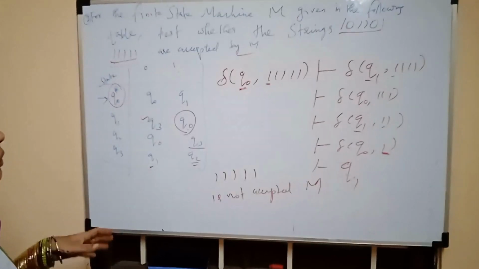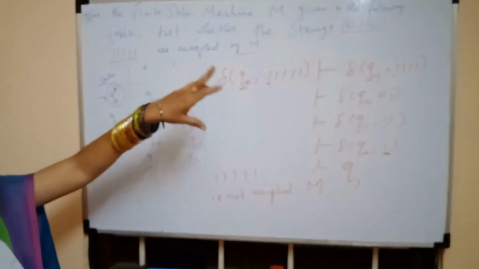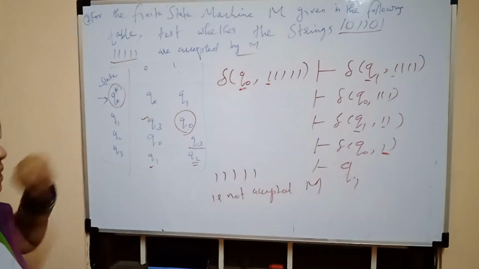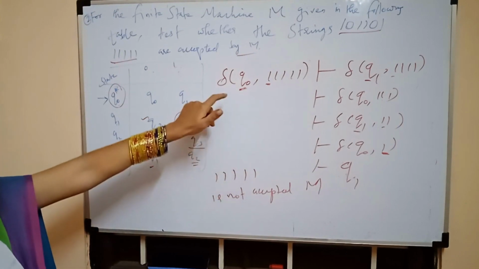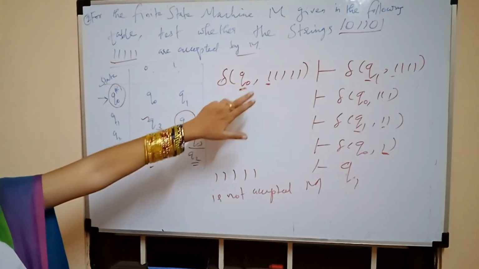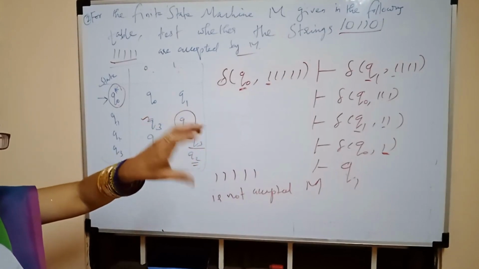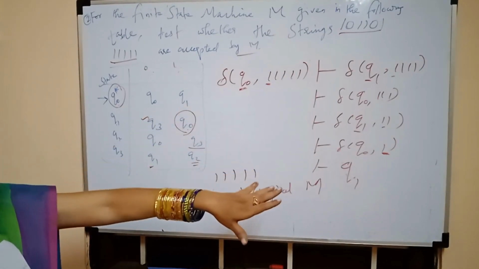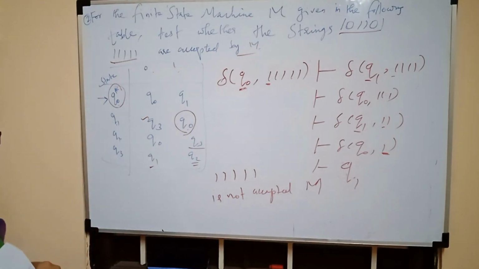So when they are giving the transition function or a table and they are asking to check whether these strings are accepted by the given automata, you have to do it like this. Start from the initial state and process the string symbol by symbol, and then you will reach one particular state and you have to check for the acceptance.